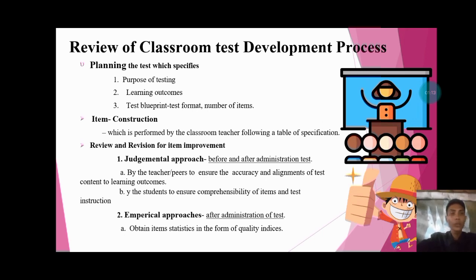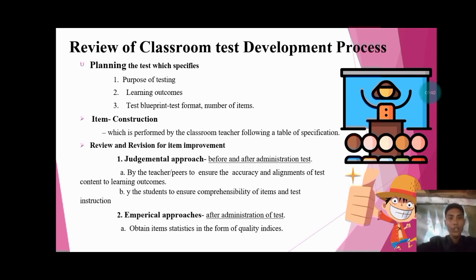Number three is the blueprint: test format, number of items, which can be considered item construction, which is performed by the classroom teacher following a table of specification. Item construction is performed by the teacher when discussing to the students about the items of the test, which they have a guide for, what we call the table of specification or TOS.